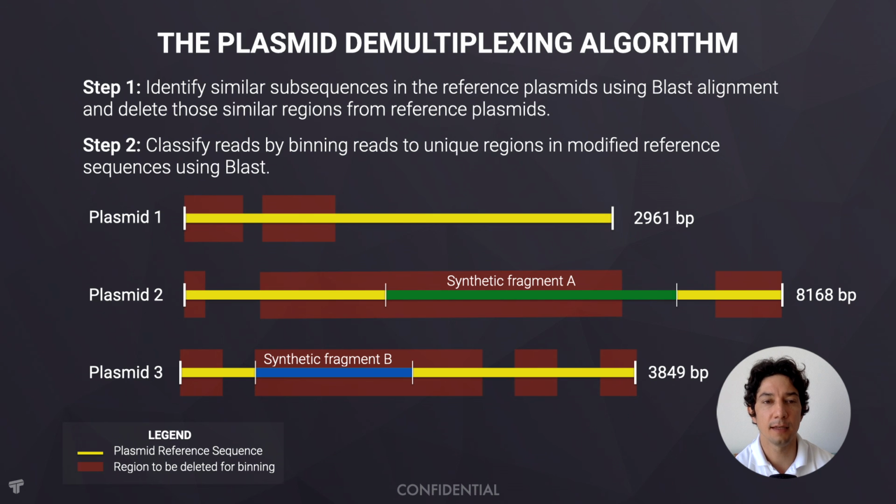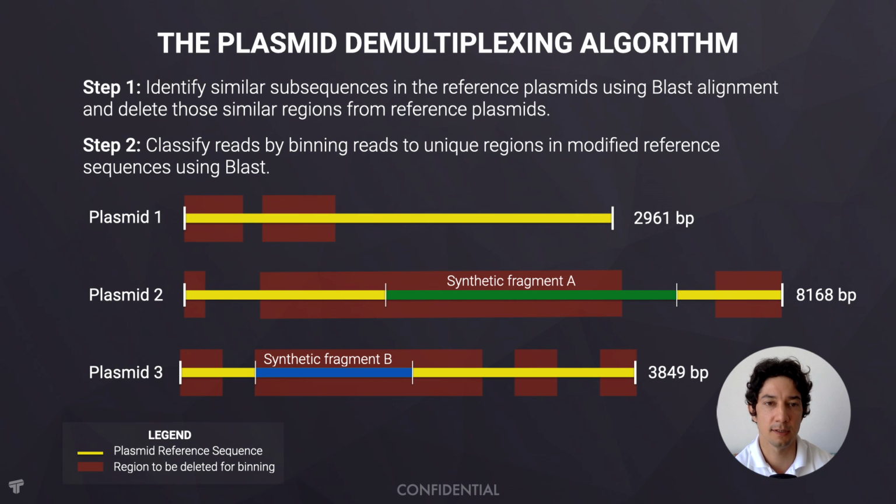And then what we do is we use BLAST to find the similar regions among two or more plasmids in those reference sequences. In this figure, those similar regions among the plasmids are shown in that dark red color. And these similar regions get deleted from the reference sequences for the demultiplexing purposes.